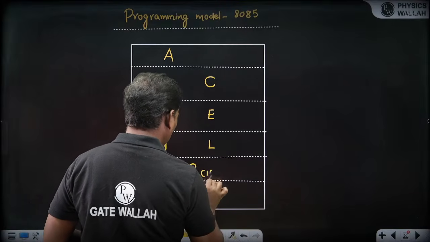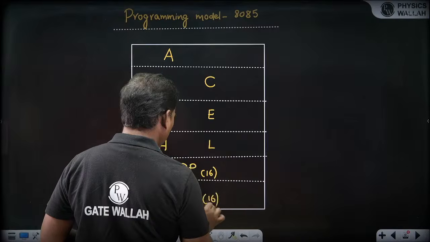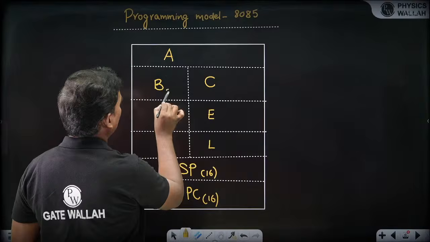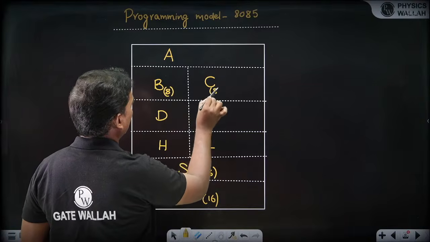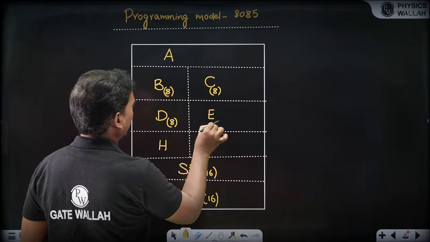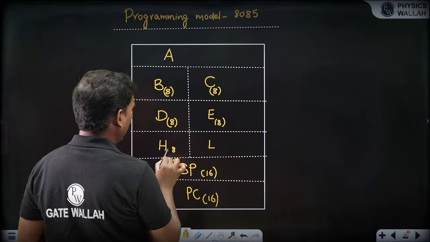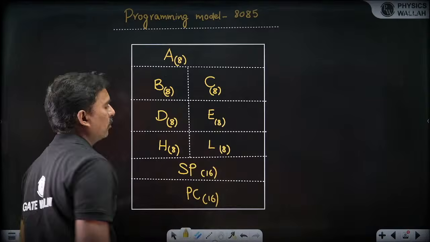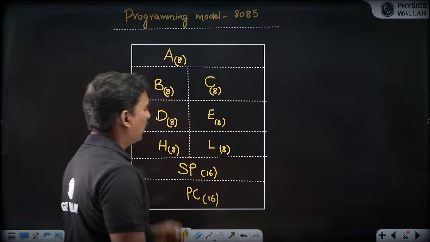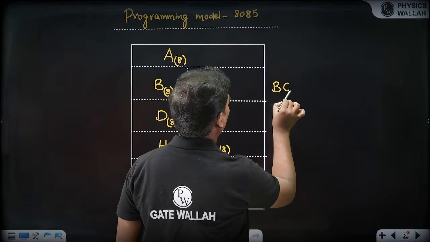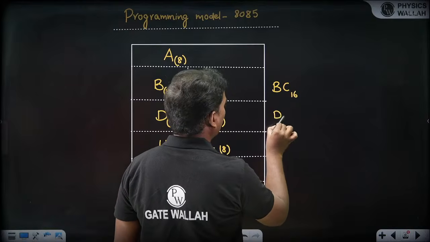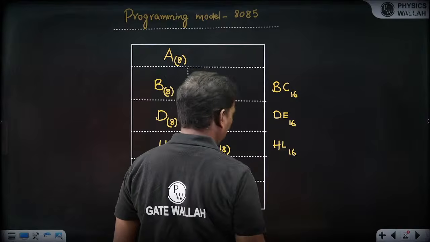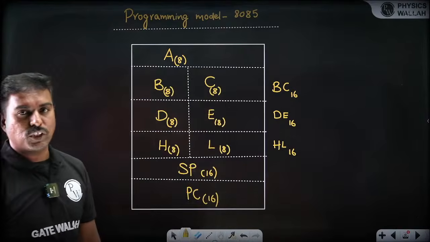So these are 16-bit, and if you see now, these are 8-bit, this is 8-bit, this is 8-bit, this is 8-bit, this is 8, this is 8, this is also 8. As a pair we can take BC as a pair 16-bit, DE as a pair 16-bit, HL as a pair 16-bit. Stack pointer represents the top of the stack.